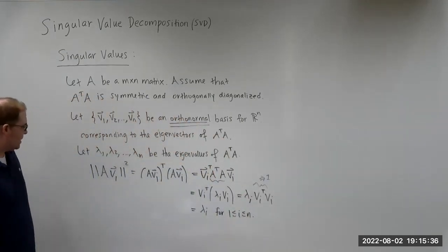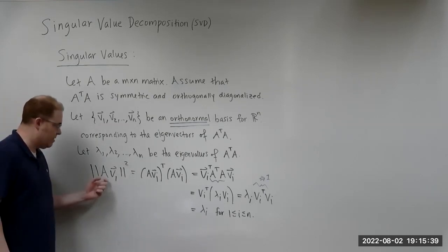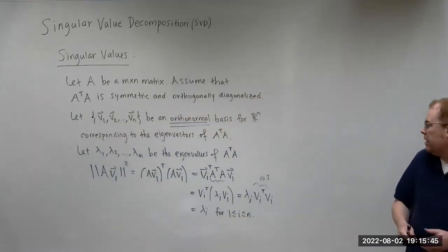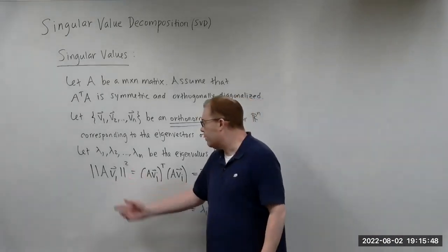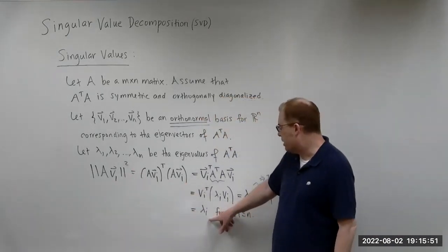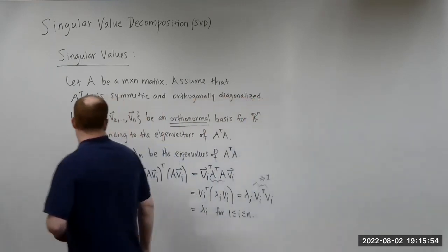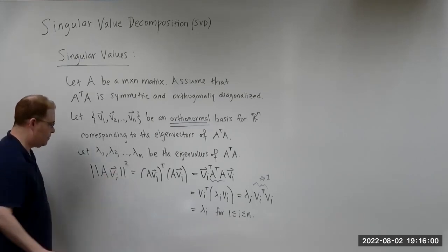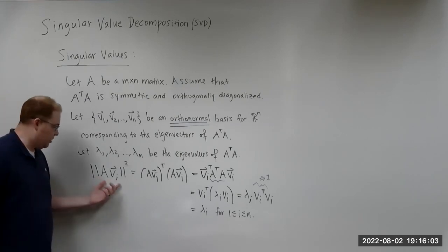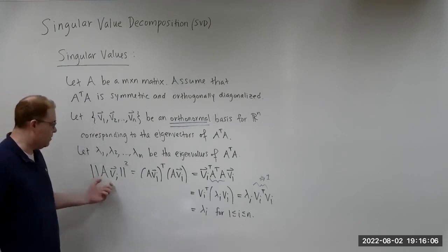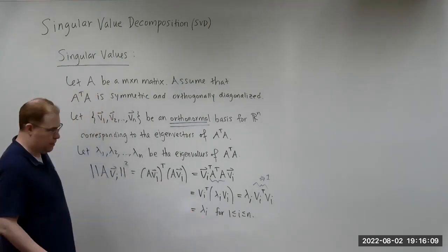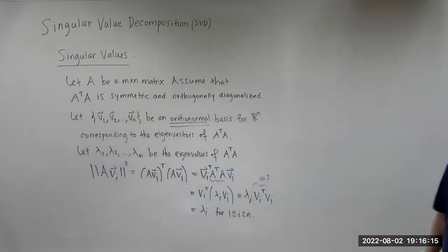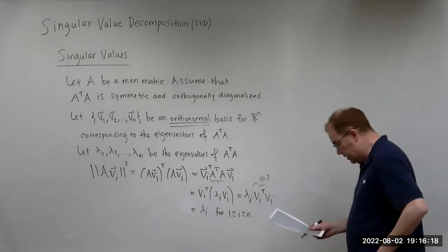What we showed here was that if you take A acting on V_i, so A is transforming the vector, and if you take the norm of that and then square it, that's going to be equal to the corresponding eigenvalue. It's pretty interesting that from this transformation, when A is acting on V_i, you get this eigenvalue. Which kind of makes sense from the previous chapters. Not surprising there. Let's see what else here.